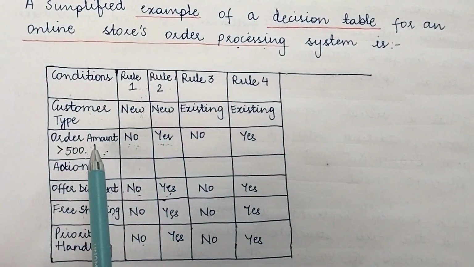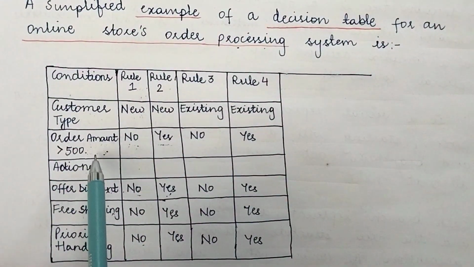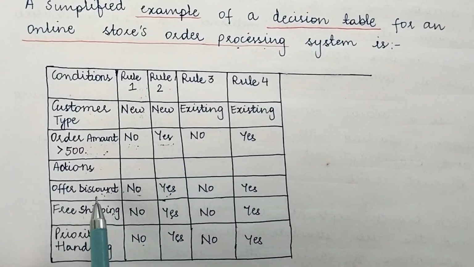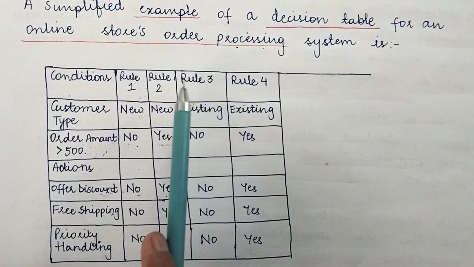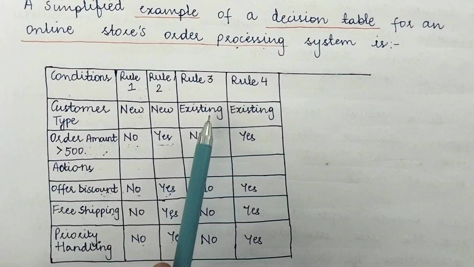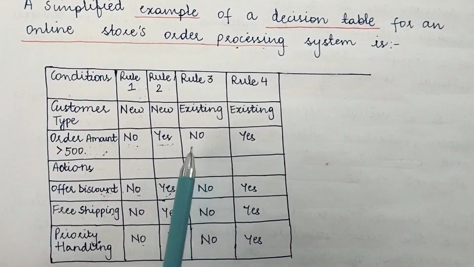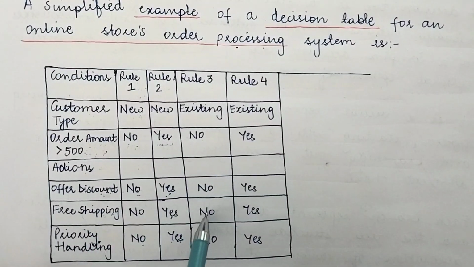According to Rule 2 and the same condition, so if the customer is new and the order amount is greater than 500, it's yes. Order amount is greater than 500, then the action to be taken is you have to offer a discount, you have to give free shipping, you have to give priority handling. Then in the third column you can see, as per Rule 3, if the customer is an existing customer and the order amount is not greater than 500, then the action to be taken is that you will not offer a discount, you will not give free shipping, you will not give priority handling.